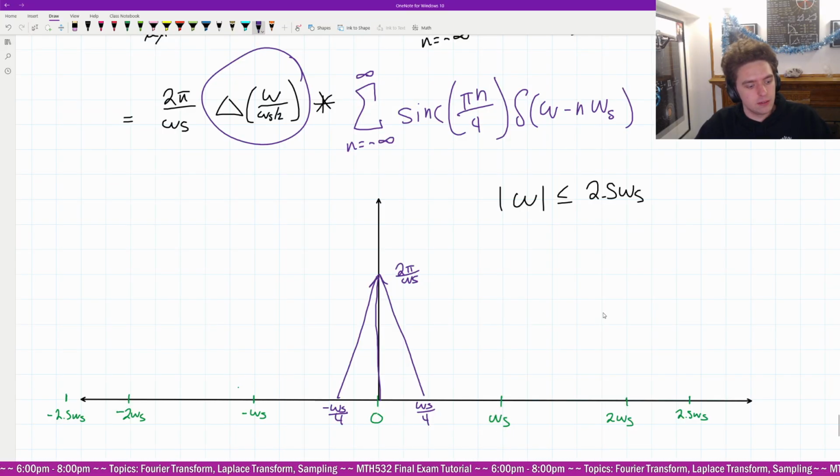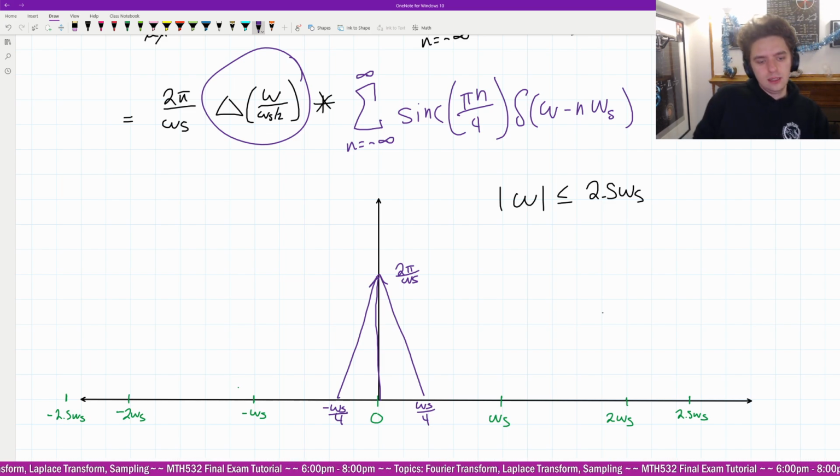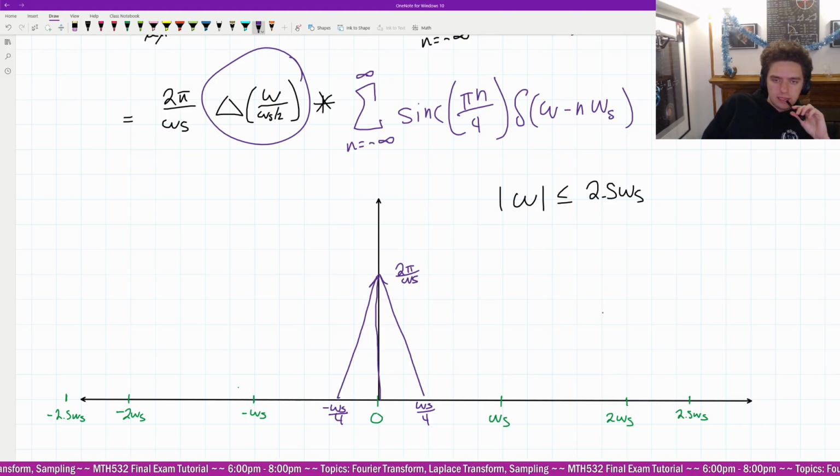Let's try for n equals 1. For n equals 1, it's sinc pi over 4. We're not going to get it exactly. So what's sinc pi over 4? Sine pi over 4, I mean, 0.9. My calculator's not giving me an exact value here. So this is where I feel like it'll break down a little bit. Oh, sorry, it's also 0.4 times 2 pi over omega s. We don't even know what omega s is, to be honest.